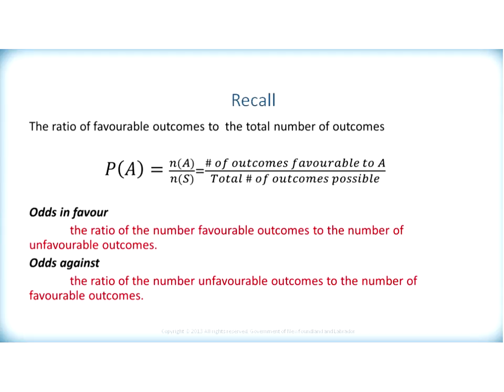If we recall that probability is the ratio of favorable outcomes to the total number of outcomes possible, odds in favor is the ratio of the number of favorable outcomes to the number of unfavorable outcomes. Odds against is the ratio of unfavorable outcomes to the number of favorable outcomes.